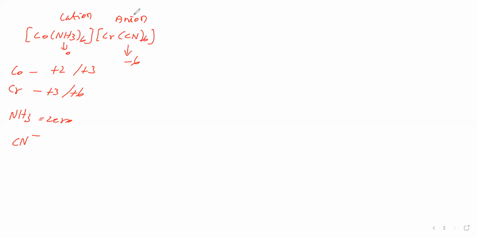For example, ammonium acetate. Ammonium acetate formula we are writing as CH3COO minus NH4 plus, anion first, cation second. Therefore we cannot say that first one is cation, second one is anion. So now this is a 0 charge, but cobalt is having oxidation number +2 or +3. Whatever you give, then we can say this first one is cation.